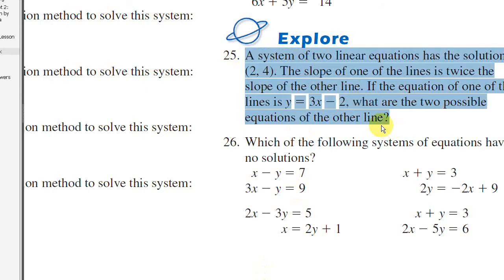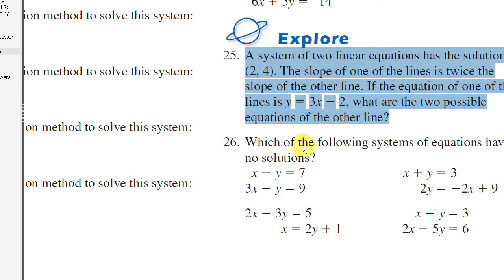It's an interesting problem. A system of two linear equations has a solution (2, 4). So we have two lines that pass through (2, 4). The slope of one line is twice the slope of the other. If the equation of one of the lines is given as y = 3x - 2, what are the two possible equations of the other line?